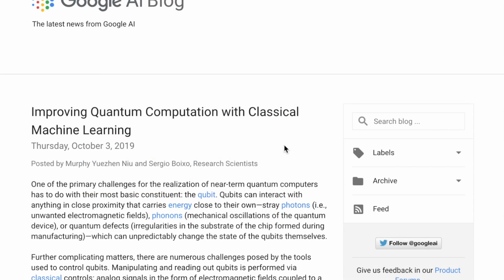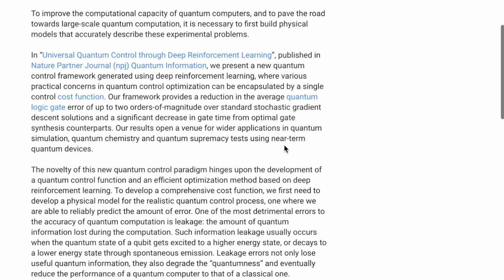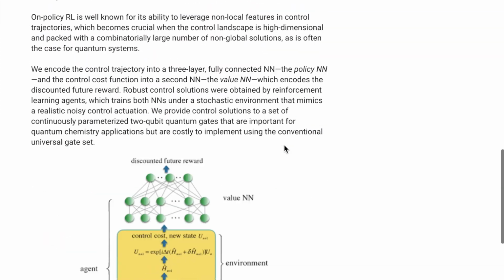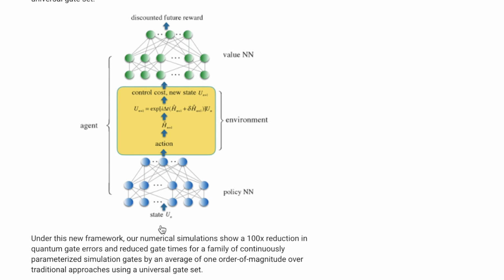Google's AI blog describes some successes they've had with using reinforcement learning to improve quantum computation, particularly to reduce the quantum gate error rate. I'm not really an expert on quantum computers, but it's still interesting to see the application of these reinforcement learning algorithms for control systems. They describe in their blog post how they have this state to action mapping with a policy neural network, and then how they use a neural network to estimate the value functions of states.